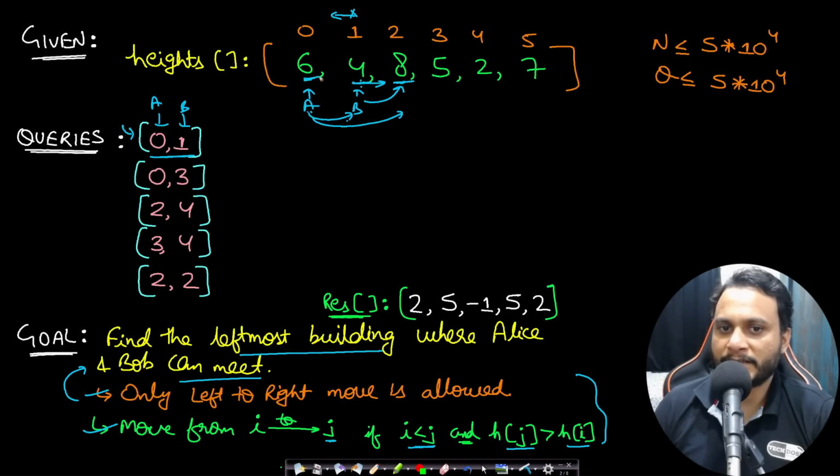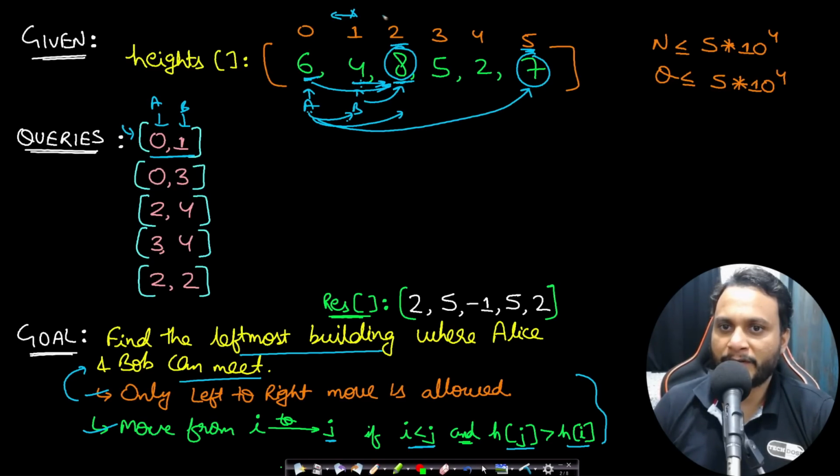8 is larger than 6 and also to the right hand side of 6. So we can make a move here, isn't it? And we can also make a move at index 5 too. So both Alice and Bob can also decide that we will meet at index 5. So there can be multiple options, but the problem requires you to find the earliest point of meeting.